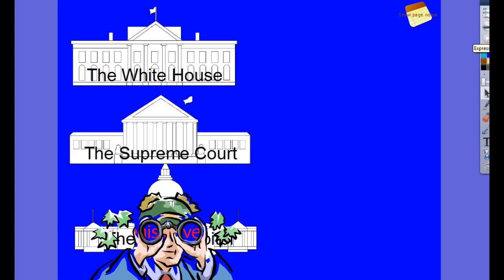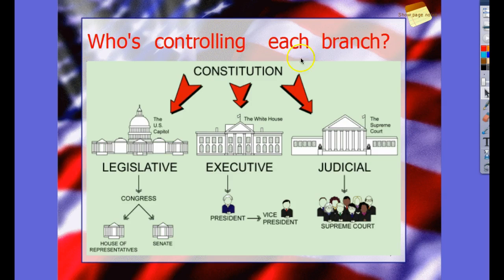Now, who is involved in each one of those houses? In the executive branch, you're going to have your president and your vice president. You should know this because we just elected a new president as well as a new vice president last night, and that's going to go to the White House. They're the ones that enforce the law or sign or veto laws. Then you're going to have the U.S. Capitol, or what we call Congress. This is the legislative branch. Congress is bicameral, and bicameral means 2 houses: the Senate and the House of Representatives.